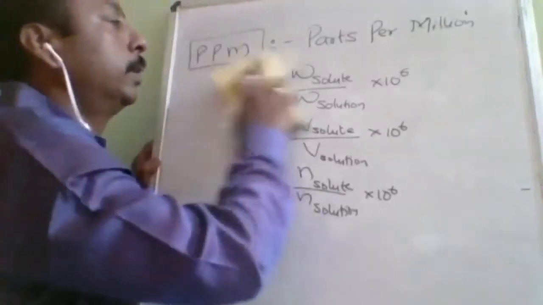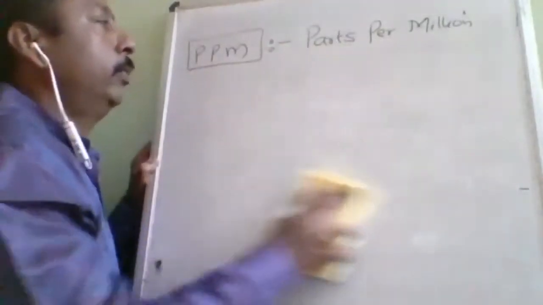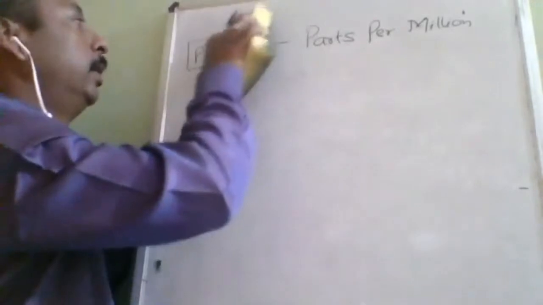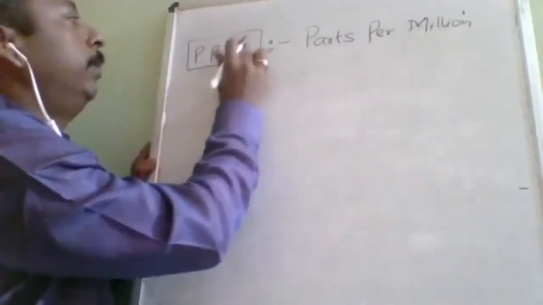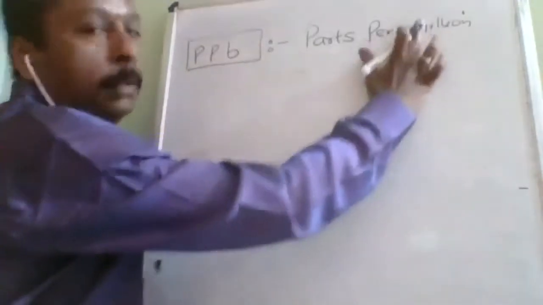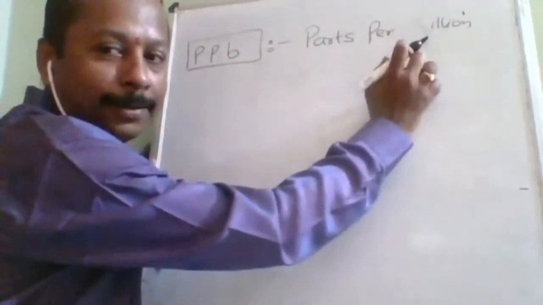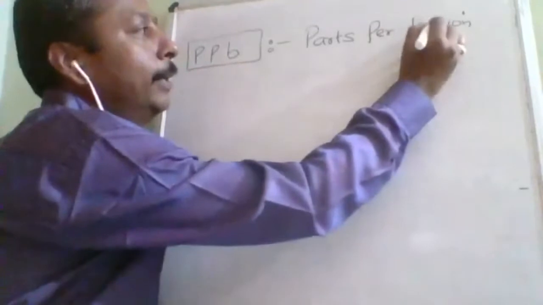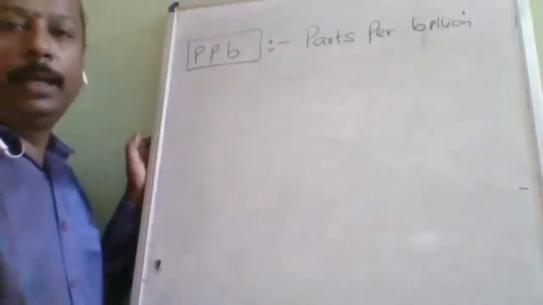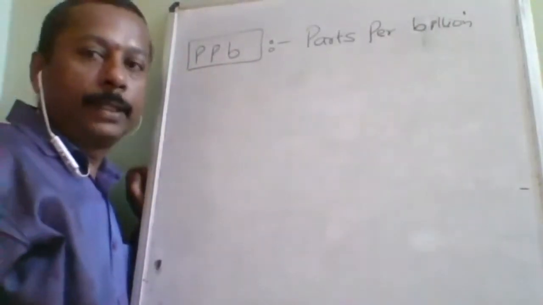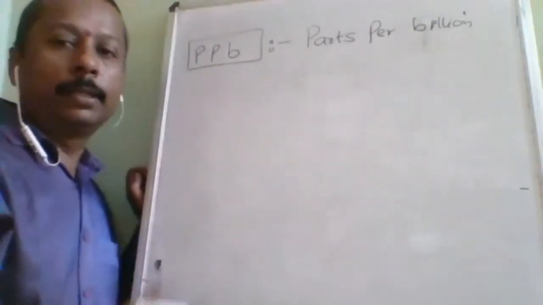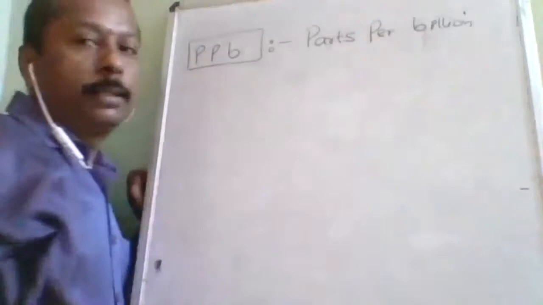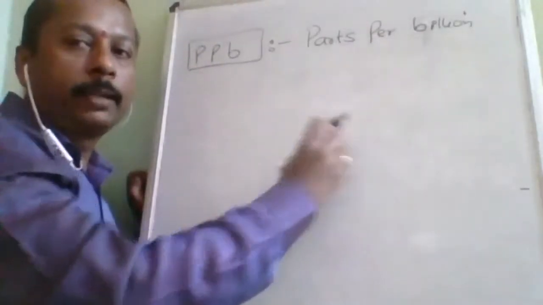Now after this, there is one more unit, just modified, that is called ppb. What is it called? ppb, parts per billion. Okay, ppb. So in million we multiply with 10 to the power of 6. In billion, it is 10 to the power of 9. Likewise, million, billion, trillion, you can keep going, and just the multiplication factor will change.